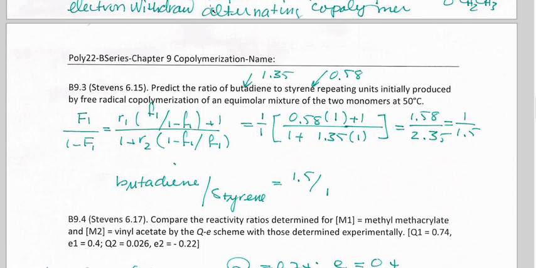We know from this, and then r1 and r2 again are the reactivity ratios. We look up the butadiene. Butadiene is 1.35 and for styrene together is 0.58. Now we know that we want this to be 1 to 1. So F1 and F2 are basically the same. So this becomes 1 to 1.